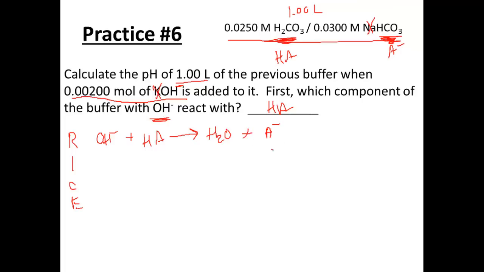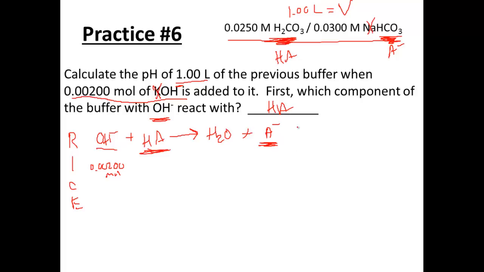Now we're going to plug in our initials, and the initials here are always going to be just for these two guys here. So the initial amount of hydroxide given to you in the problem is 0.00200 moles. The acid here, well, we don't really have moles. What we have is the volume and the concentration. And I just kind of lied, I just noticed here. We actually are going to have some of this A minus because it's a buffer. We have these two things to start with.